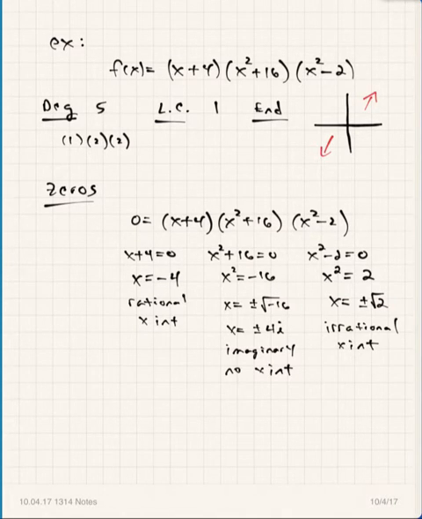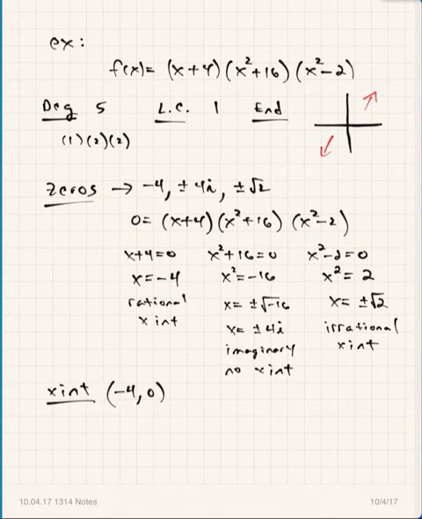All right, so what are our zeros for this function? Our zeros are going to end up being -4, plus or minus 4i, and plus or minus the square root of 2. The x-intercepts, the difference here is that -4 is rational. That gives us an x-intercept. Square root of 2 is irrational. You do get x-intercepts there also. So there's 2 more x-intercepts right there. Positive square root of 2, 0, and negative square root of 2, 0. The imaginary zeros do not give you any x-intercepts, so that's it as far as the intercepts go.